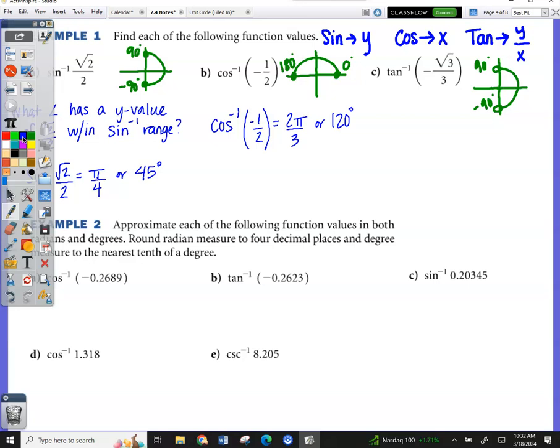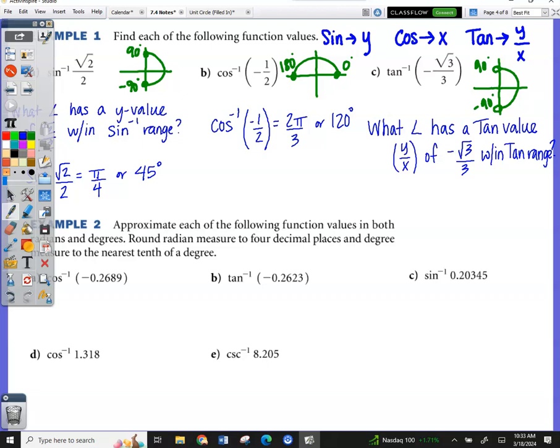All right, let's lay it out carefully. Copy the question. What angle has a tan value? Now, what is tan again? Which means y over x of negative root 3 over 3 within tan range. So it's a big question. What angle has a tan value, which means y divided by x, of negative root 3 over 3 that's within the tan range? Now, a couple of ways you can approach this.